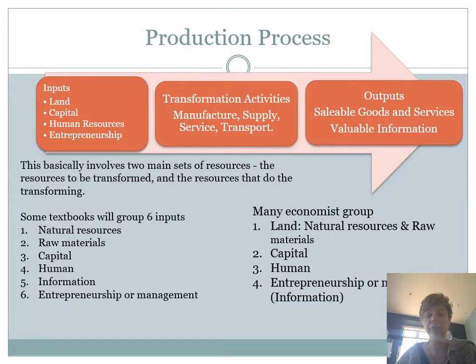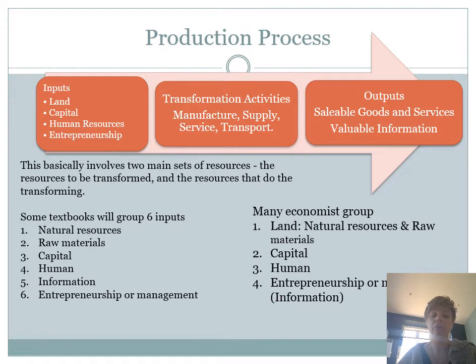If you go online or if you look through some textbooks about production, sometimes economists divide the input resources into six different ones. So they take land and they divide it into two things, natural resources and raw materials. And we did talk about that in our last lesson as well. Then they'll have capital as a third, human resources, which are employees and labor, as their fourth. And then as a fifth, they often put in information. We have lumped information together with entrepreneurship or management. It is the entrepreneurship and the management who usually has the information that they need to take all the other resources and to then output sellable goods and services.